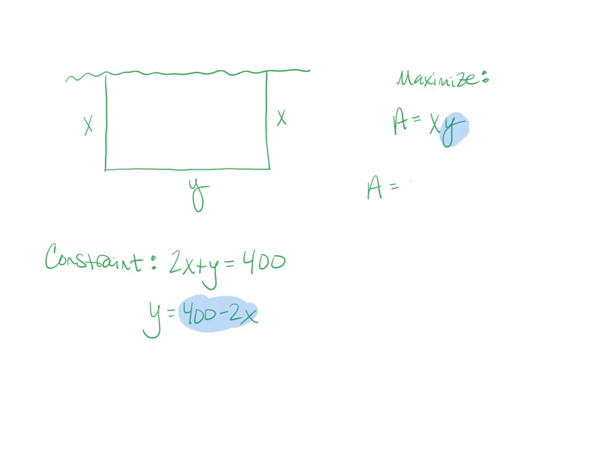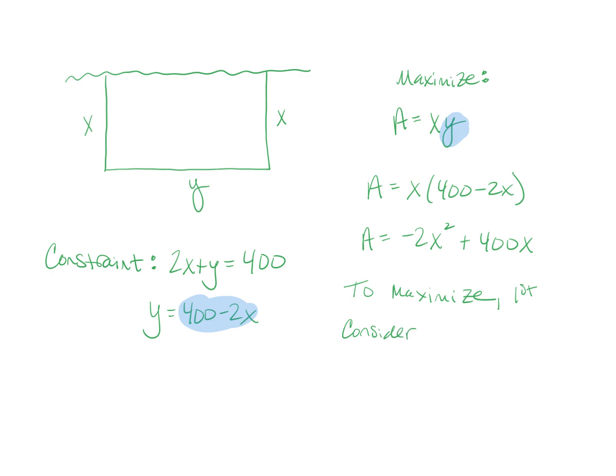So area is x times (400 minus 2x). And this is what I want to maximize. Let's distribute the x. So I have negative 2x squared plus 400x. So to maximize, I want to find the maximum value on that graph, but I need to consider the domain. The domain of A of x, okay? So domain means smallest possible x to largest possible x.